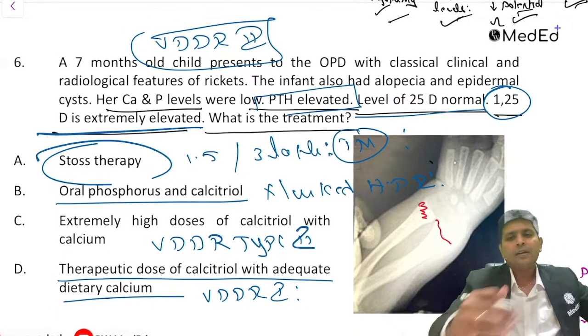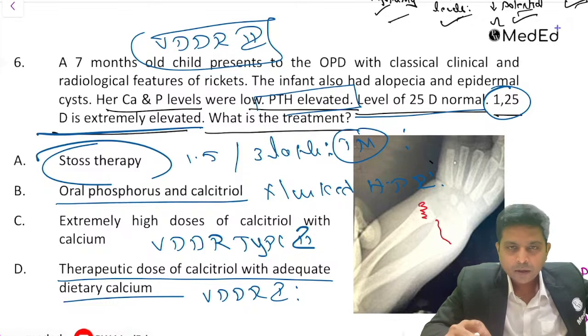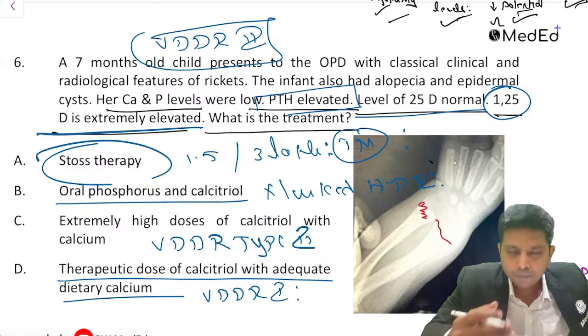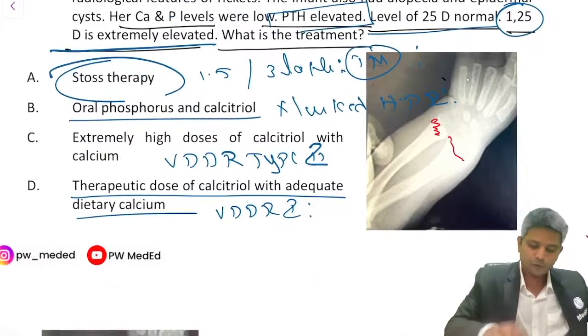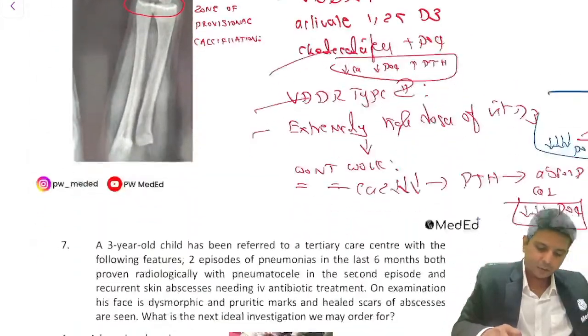That's it. In 10 minutes, we have completed enough about an approach to rickets. Don't worry, you just sleep. Revise it tomorrow. You will get a better idea tomorrow too. Don't worry. So, zone of provisional calcification is a question.